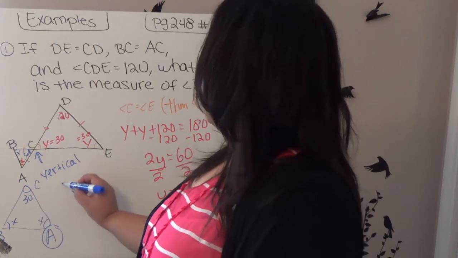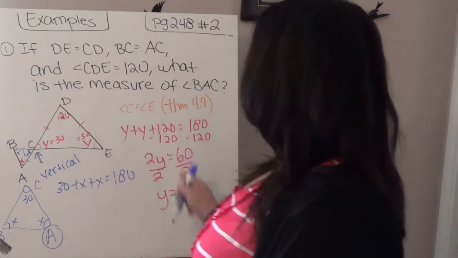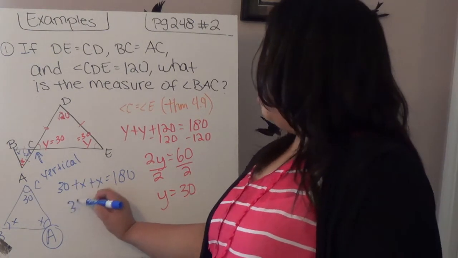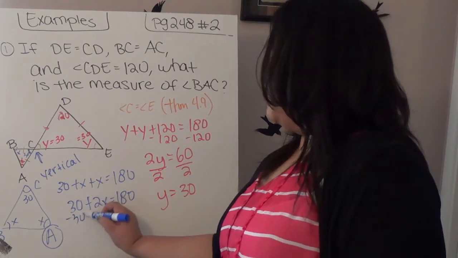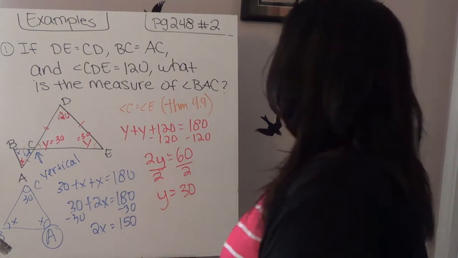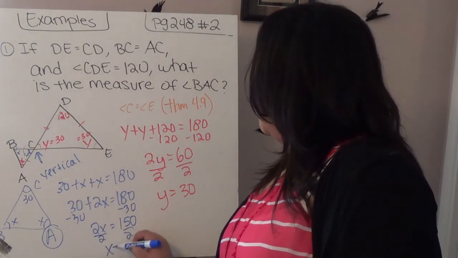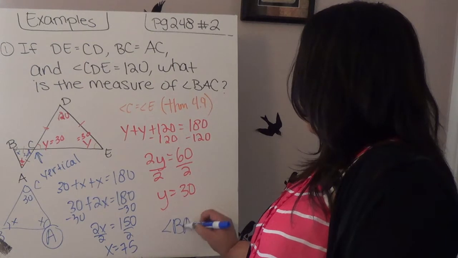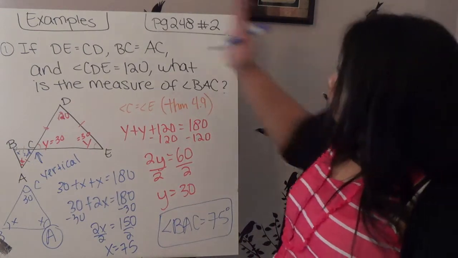So we know all triangles equal 180, so we know that 30 plus x plus x equals 180, just like this one right here. Okay? So what do we do next? We're going to have 30 plus 2x equals 180. What next? We're going to subtract both sides by 30. We get 2x equals 150. Okay? And then we divide both sides by 2, we get x equals 75. So we know that angle BAC equals 75 degrees.